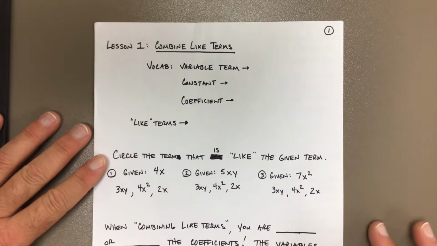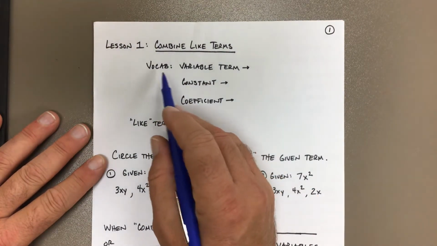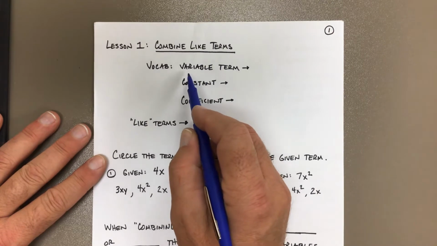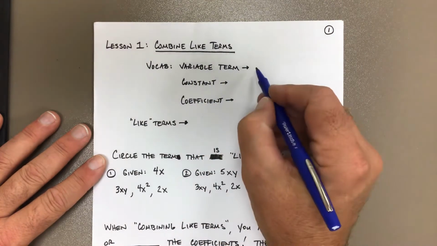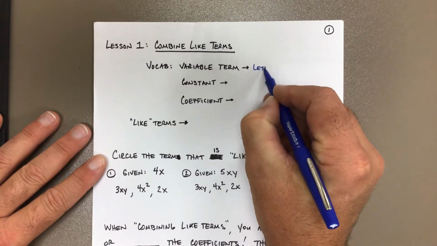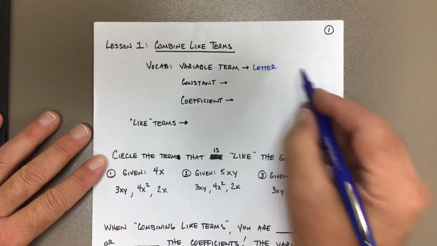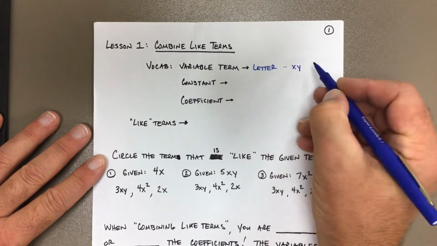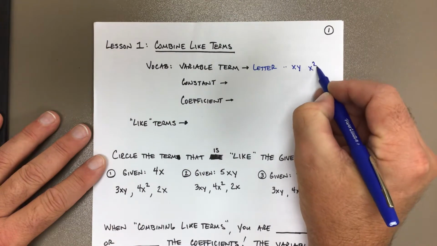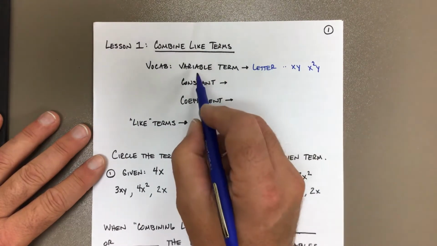Getting ready to give you some information about combining like terms. Make sure that we understand the vocabulary behind it. Remember the variable term, right? A variable is the letter, and it could have multiple letters if you want, something like x times y or x squared y. Those are the variable terms.